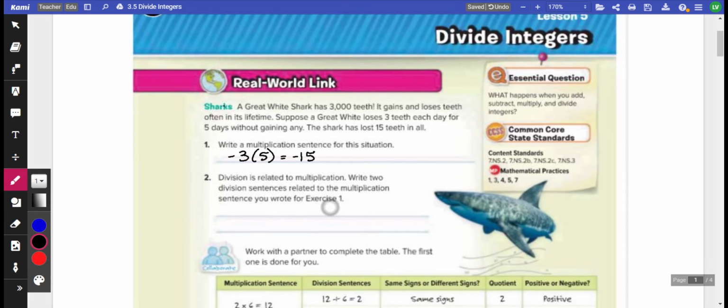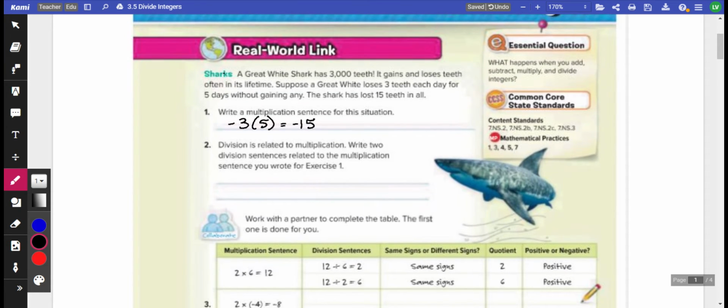Division is related to multiplication. So we're going to write 2 division sentences related to the multiplication sentence you wrote for exercise 1. So negative 3 times 5 equals negative 15. Well, this time we're going to take negative 15, and I'm going to divide it by 5. Well, if I know that negative 3 times 5 equals negative 15, then negative 15 divided by 5 is going to equal negative 3. If I did negative 15 divided by negative 3, I know that would equal 5, based off of my multiplication sentence from part 1.